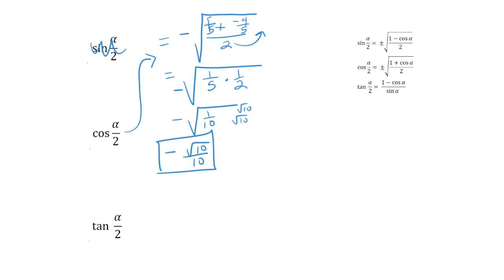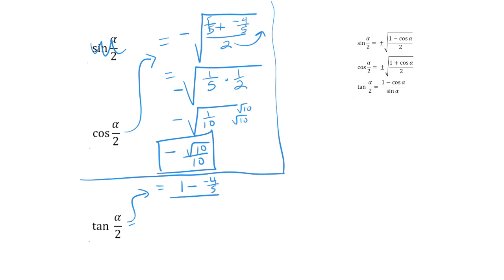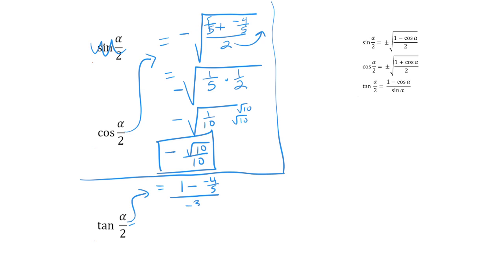Okay, let's try one more. Let's do tangent. I'm going to start up here. 1 minus, so from the triangle, cosine is negative 4/5. But now it's over the sine. So looking at your triangle, what's the sine of alpha? Opposite over hypotenuse is going to be a negative 3/5. Change this to 5/5, change that to plus plus. I'm left with, okay, I might go horizontal here. This is 9/5 divided by negative 3/5.